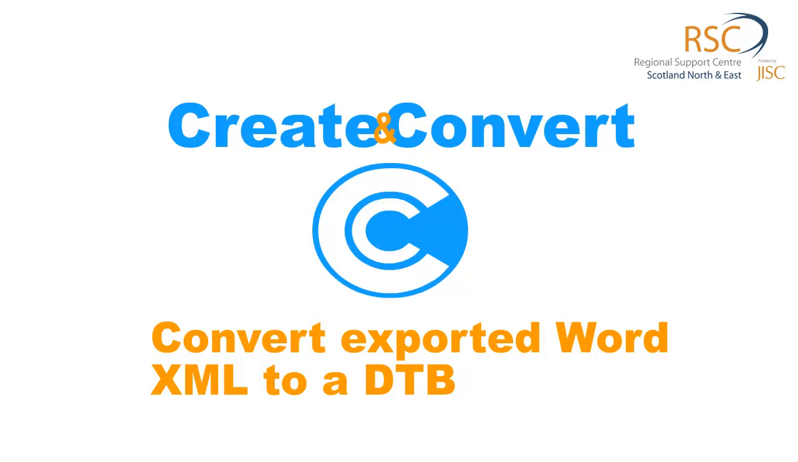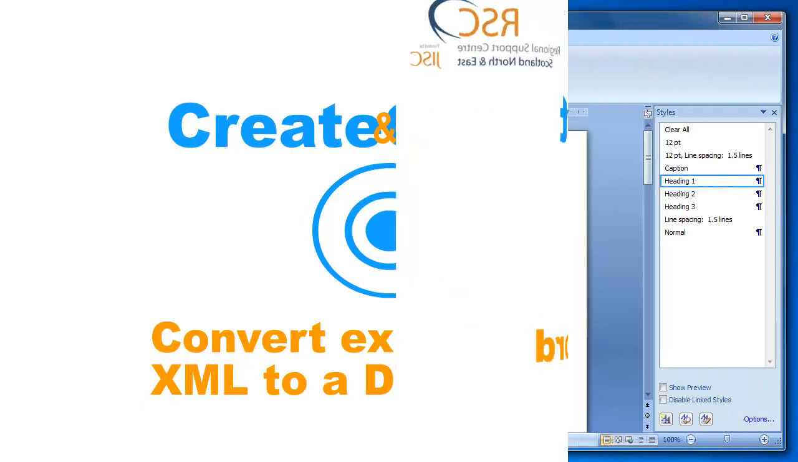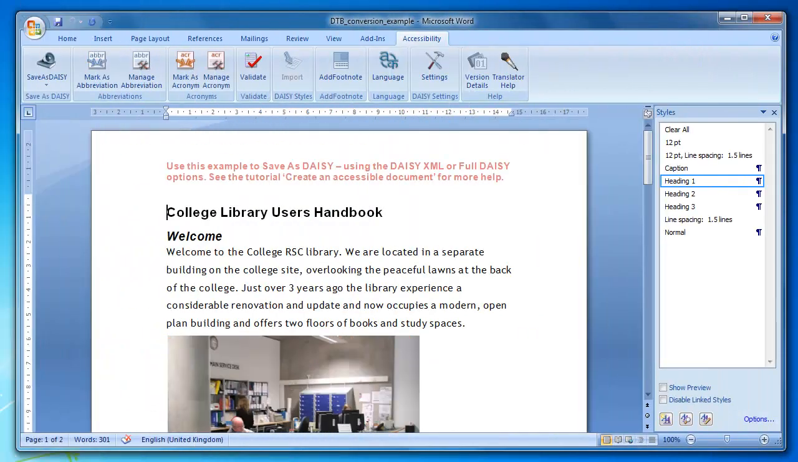In the last section, we looked at how to create an accessible Word document and save it to a full DAISY with text and audio using the DAISY pipeline TTS narrator option. This option is probably the quickest and easiest way to create a DTB in Word. But we'll also look at an alternative way of doing it.